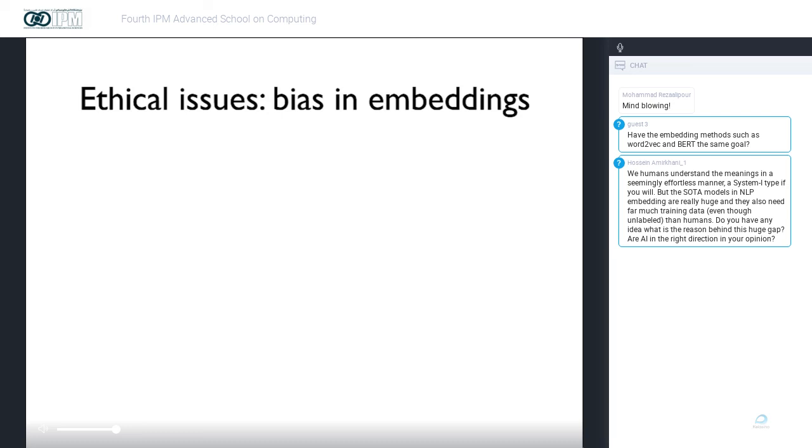Or there was a famous study by ProPublica on a risk assessment tool that was widely used in the criminal justice system in the States. The tool was being used in order to predict the probability of a defendant to commit a crime in the future. And it was found that the tool was heavily biased against African American defendants, probably assigning them much higher chances of committing a crime again.